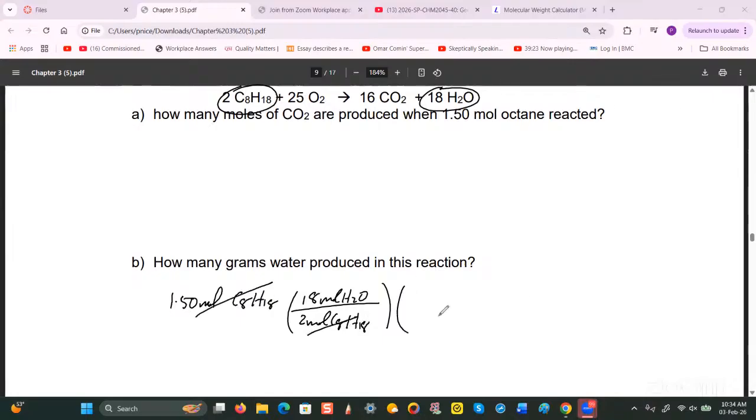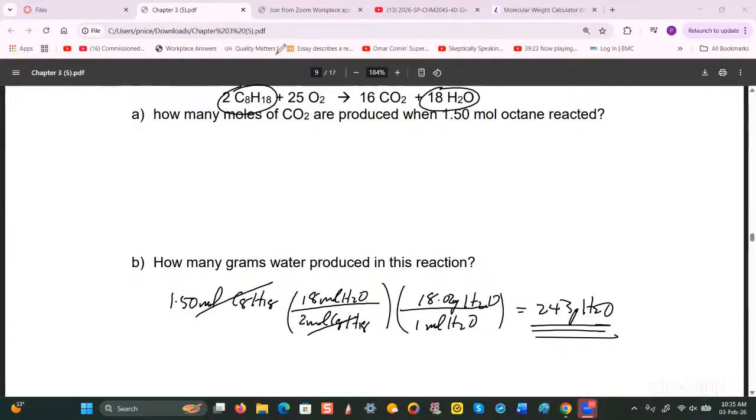And then the next step is that I'll convert the moles of water to the grams of water. And that's where the molar mass comes in. So down here, I'm going to put 1 mole of H2O. And up here, I'm going to put the molar mass of water, which is 18.02 grams of H2O. So 1.5 times 18 divided by 2 times 18.02. So according to my calculation, this works out to be equal to 243 grams of H2O. Let's say 18.0. Oh, 18.02, yeah. And that's how that is done.